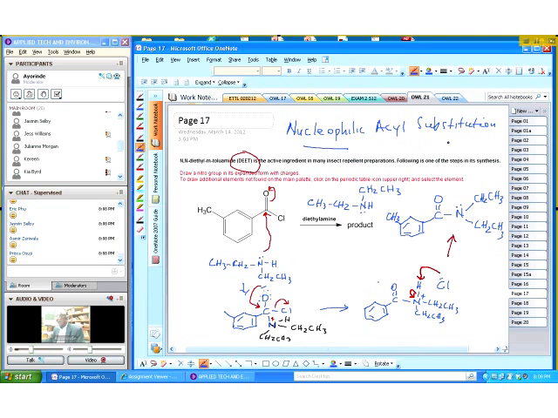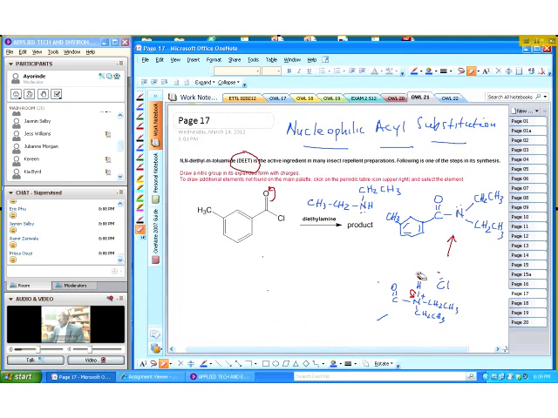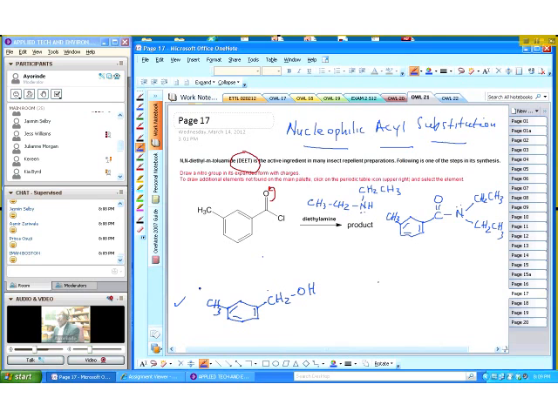Okay, so now we've given you a classic mechanism for the nucleophilic acyl substitution reaction. Now, supposing, let me take this off. Supposing I want you to make the DEET from here. What will you do? Okay, I want you to make it from here. Can you give me the reagent that we need?